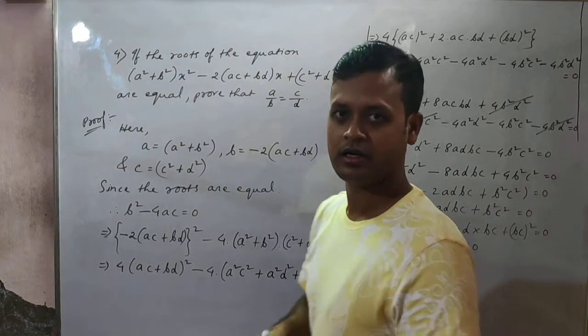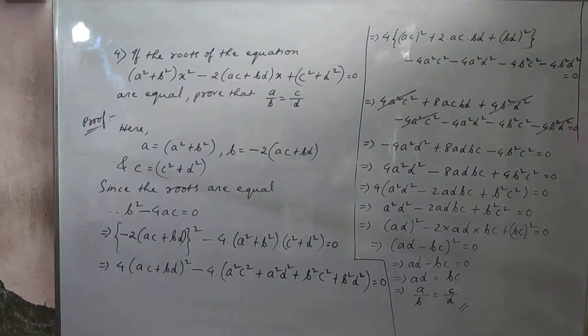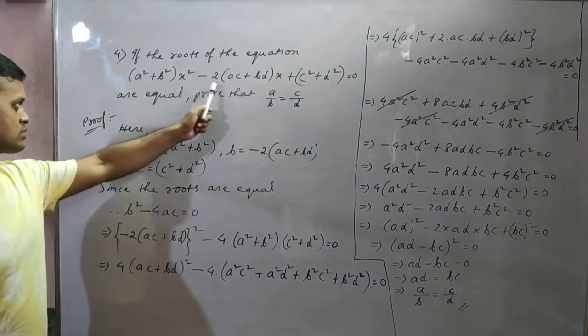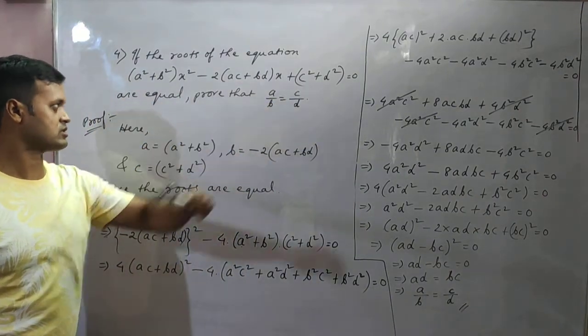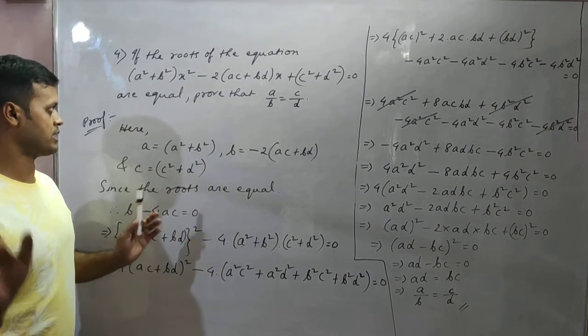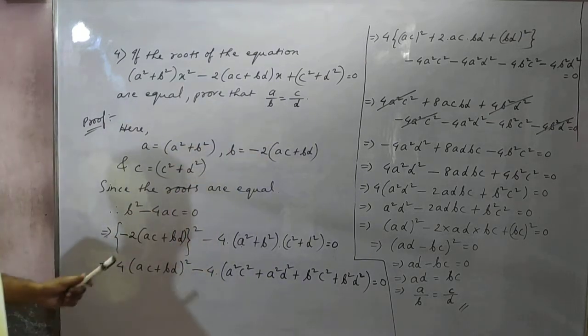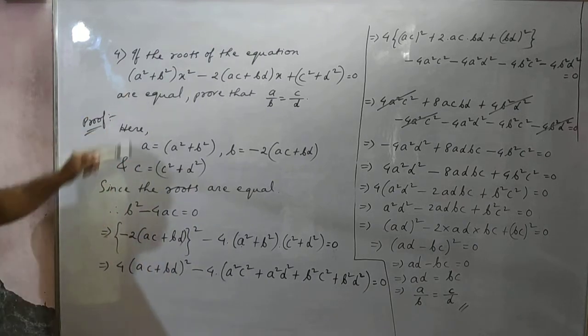Okay, students. Okay. So let us see the explanation. The roots of the equation a square plus b square into x square minus 2 into ac plus bd x plus c square plus d square is equal to 0 are equal. It is given to us. Okay. So we have to prove that a by b is equal to c by d. So let us prove that. Here a is equal to, what is the value of a?